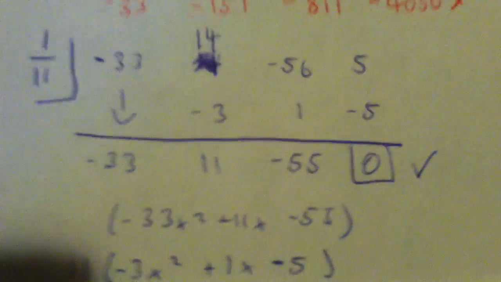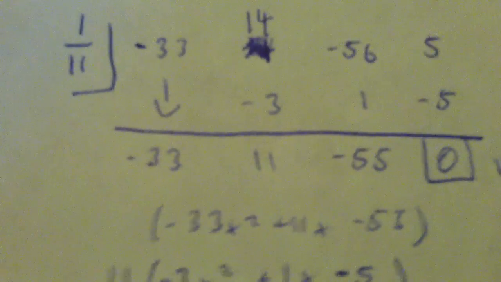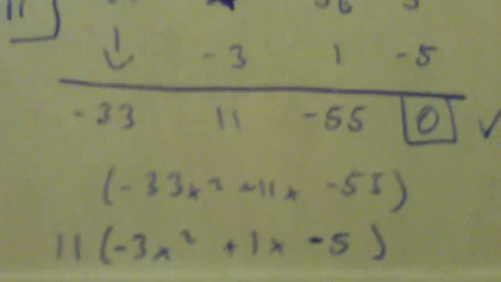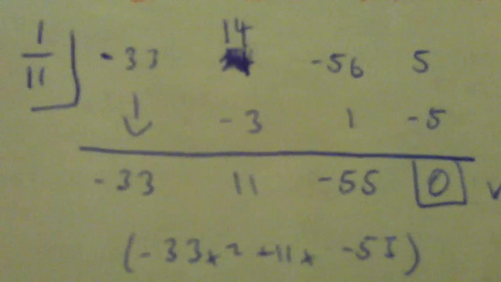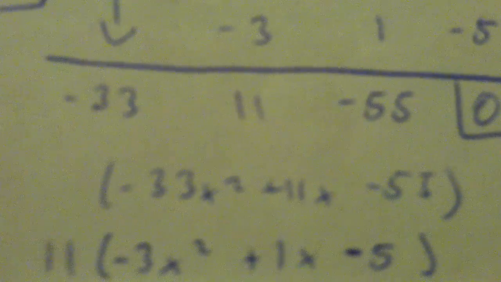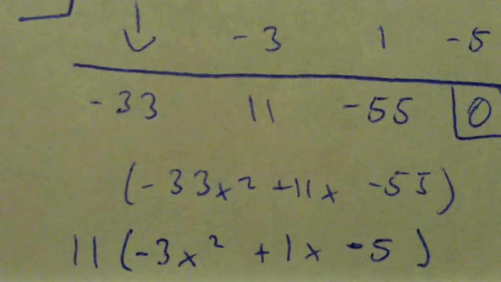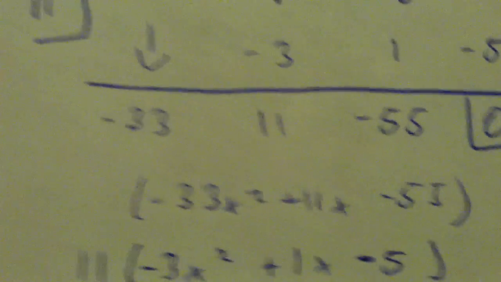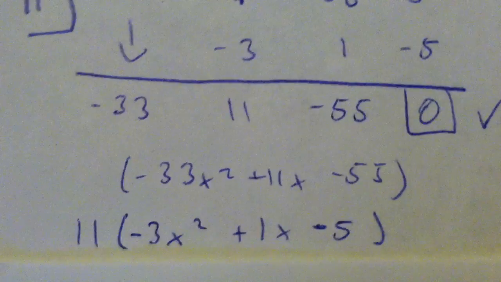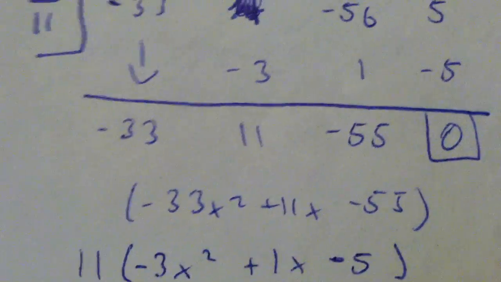Okay, and this is also used to narrow it down to just a polynomial, which would be right here. You get the bottom numbers. So the resulting polynomial would be negative 33x squared plus 11x minus 55. And I factored out an 11 because you could, just to make it easier.